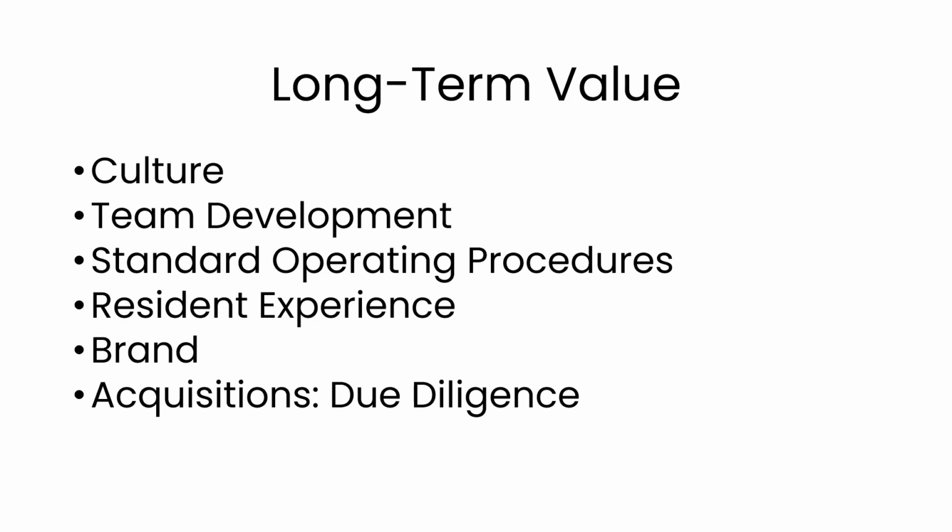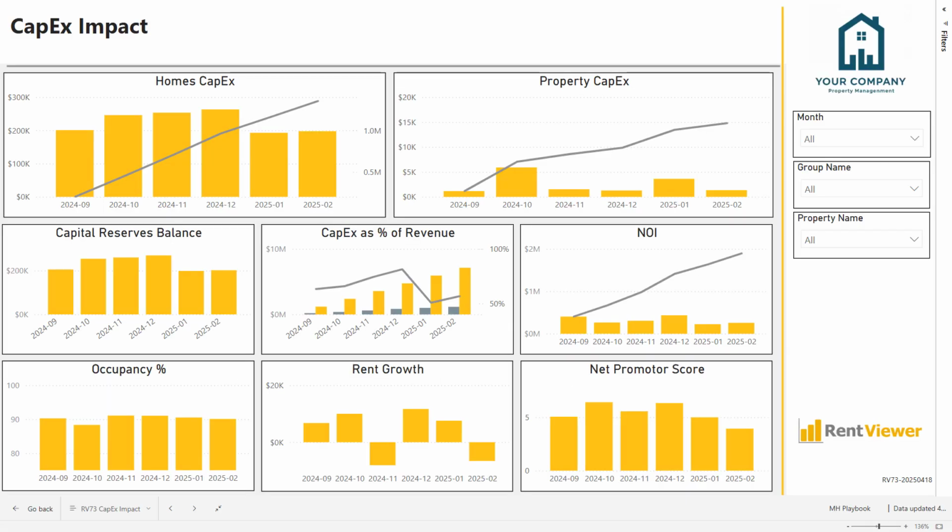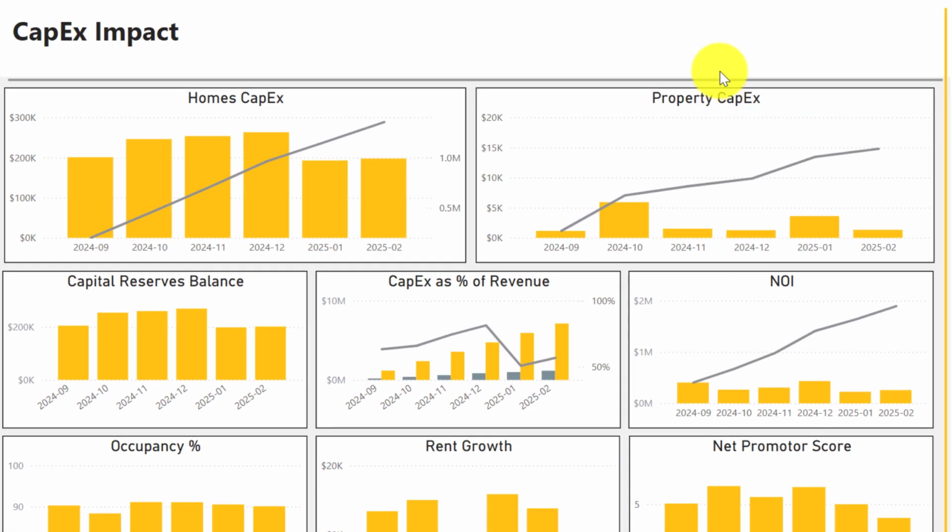So in this visualization, we're showing you what you're spending and the impact of that CapEx on NOI, occupancy, and rents. So if you're tracking your CapEx on homes and properties separately, that'll give you a better insight on what might be having an impact, what's working and what's not working. The cards on this dashboard have a monthly number, which is shown in the vertical bar, as well as the running total that's shown in the line.